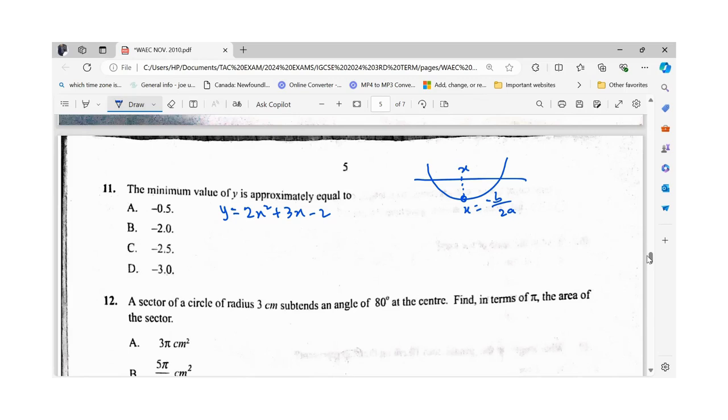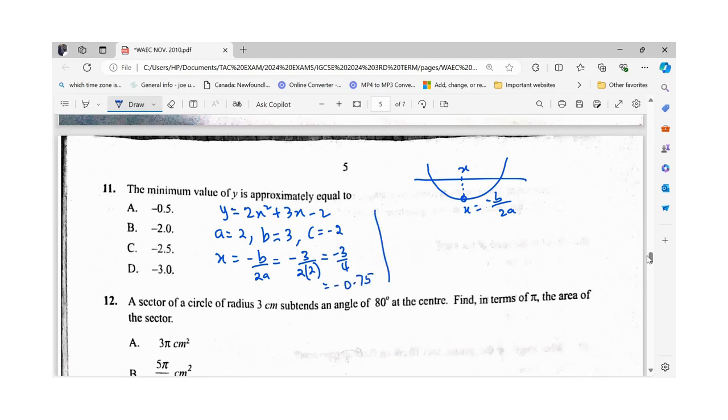So here, a is the coefficient of s squared, which is 2. b is the coefficient of s, which is 3. c is our constant, which is minus 2. So at the turning point, the value of s will be minus b all over 2a, which is minus 3 all over 2 times 2, so we have minus 3 all over 4, which we can write as minus 0.75.